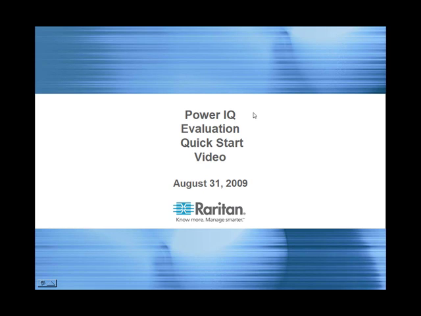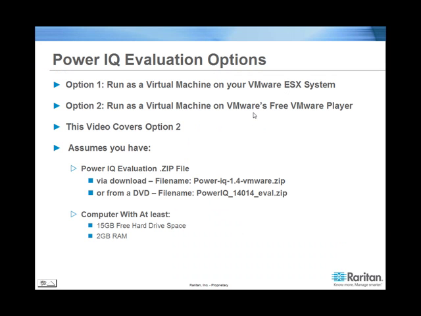PowerIQ Evaluation Quick Start Video. PowerIQ Evaluation Options. Option 1: Run as a virtual machine on your VMware ESX system. Option 2: Run as a virtual machine on VMware's free VMware Player. This video covers option 2.